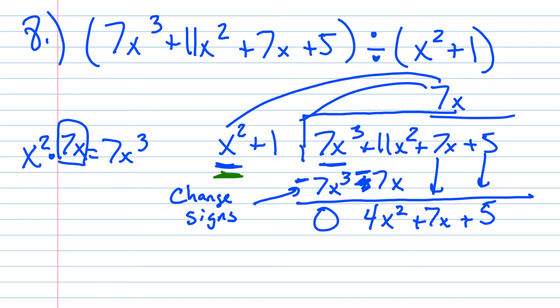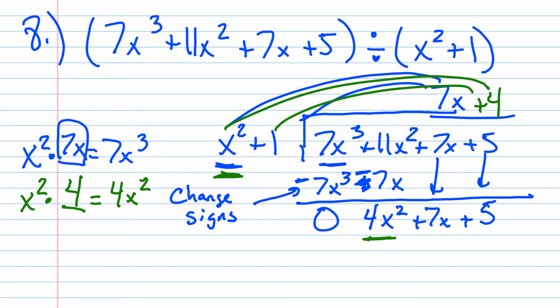x squared is my line leader still, but now I have a 4x squared. So I have x squared times what is going to give me 4x squared. I already have the 2 x's, so I just need a 4, and that's what I'm going to put here, plus 4. 4 goes to everything. 4 times x squared is 4x squared. 4 times 1 is plus 4.